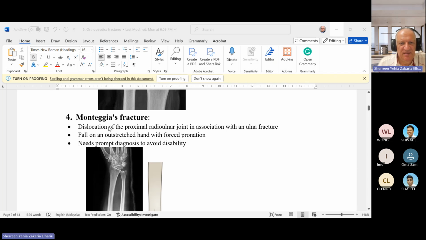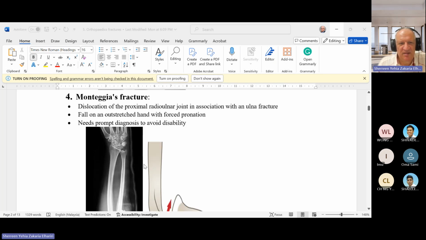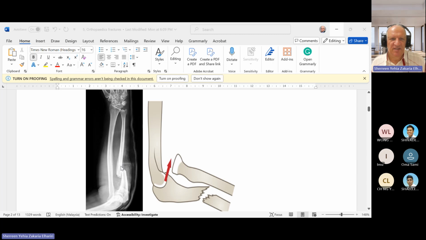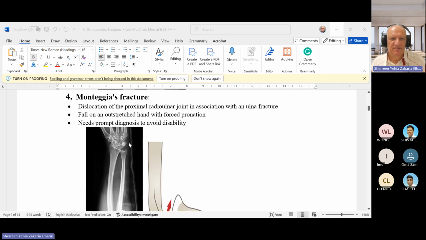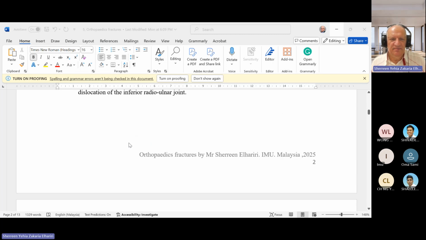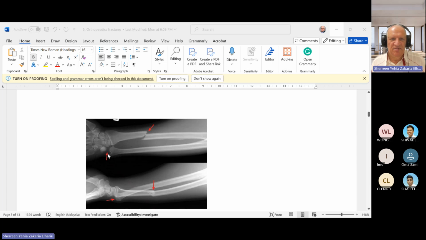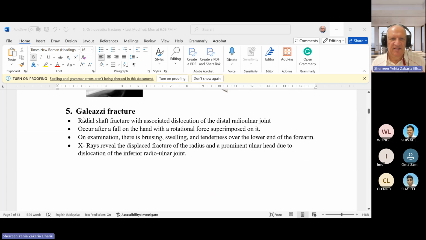Monteggia fracture is a dislocation of the proximal radioulnar joint with an ulnar fracture. So they have a fracture of the ulna and displacement of it. Of course, it is a fall on an outstretched hand with forced pronation, and it needs prompt diagnosis to avoid disability. So it is a fracture and joint dislocation. These fractures with dislocation here, we call it Galeazzi. Of course, it is not important to know all these names, but just the common ones.